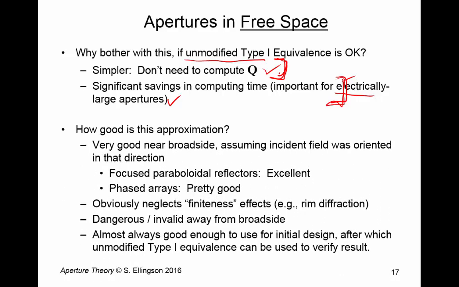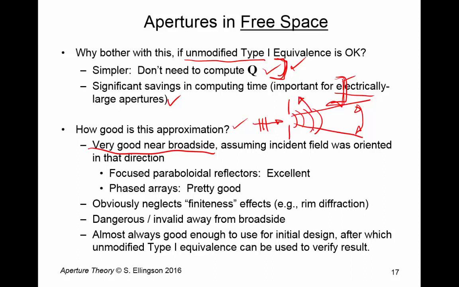How good is this approximation? Let's say you like this and you want to use it. You should know something about how good the approximation is. Well, let me identify a few issues here. One is it's very good near broadside, right? So, for example, let's say you have this plane wave incident on the aperture, and now the aperture is radiating. It turns out for some zone defined by this angular extent here, that approximation is excellent.